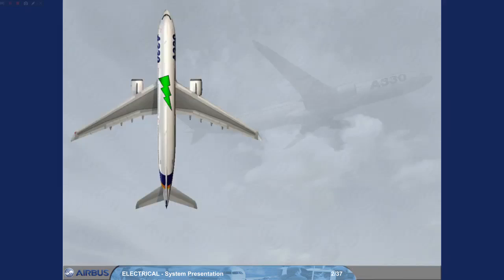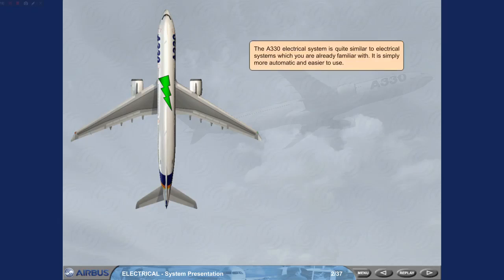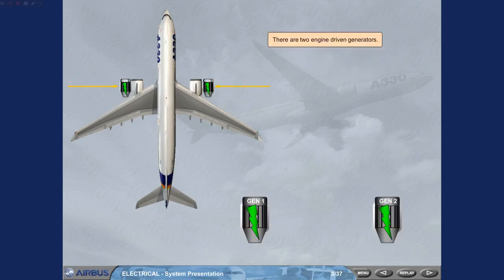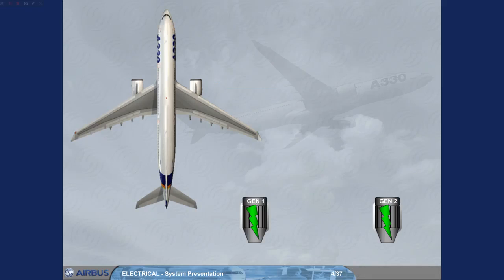The A330 electrical system is quite similar to electrical systems which you are already familiar with. It is simply more automatic and easier to use. There are two engine-driven generators. The generators maintain a constant speed by a drive mechanism known as an integrated drive generator, IDG.